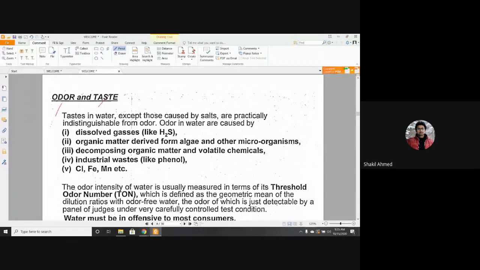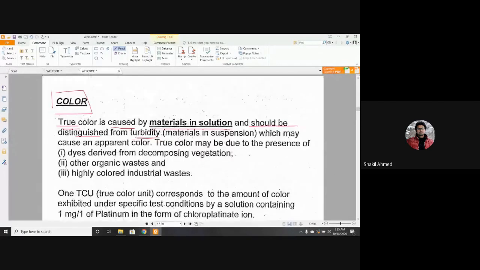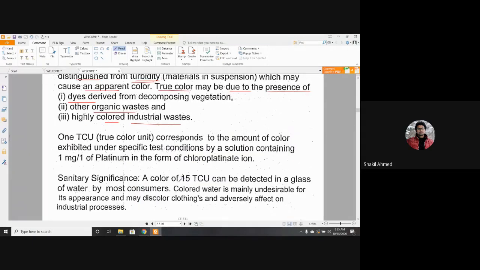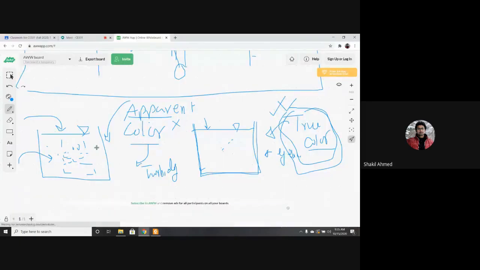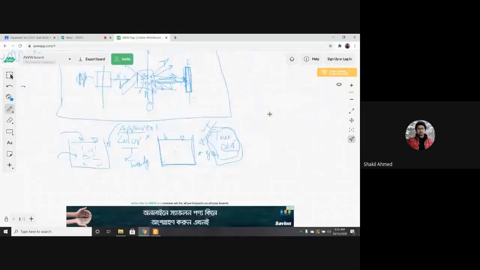By the way, we can also measure color. There's a color meter. True color may be due to the presence of dyes, other organic waste, or highly colored industrial waste, like wastewater from the textile industry. If you see the effluent from the textile industry, it's almost black. It's so dark.